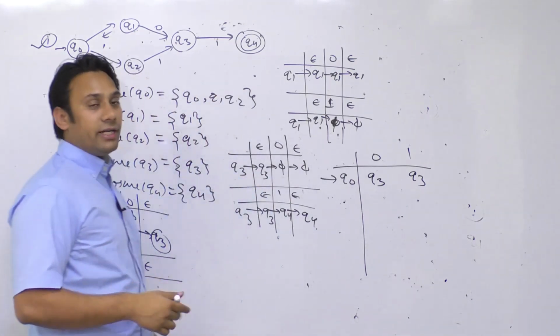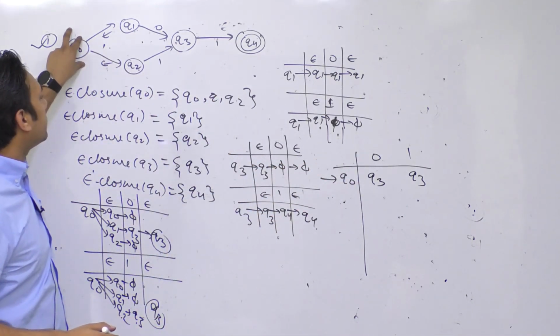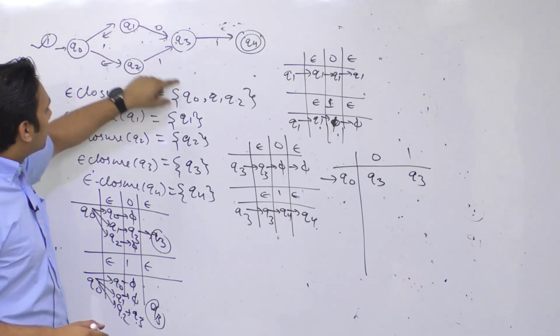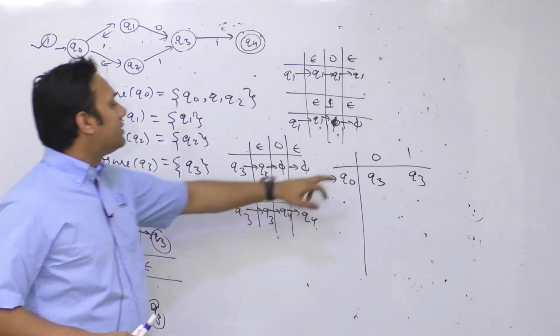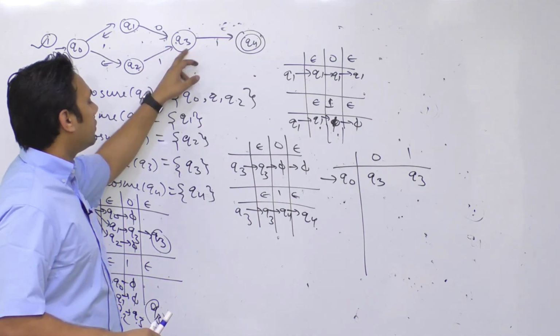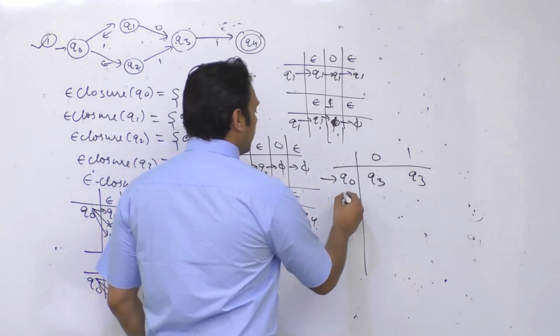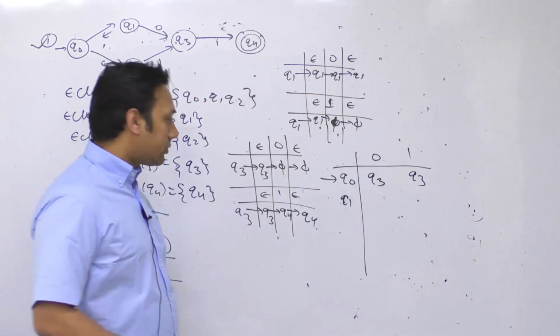So how can you directly find it out? If I give a symbol 0, the epsilon closure of Q0 is Q0, Q1 as well as Q2. If I give a symbol 0 on Q1, you are going to Q3. If I give a symbol 0 on Q2, you are not going anywhere. In the same way, if you do it for Q1 and give a symbol 0, you are going to Q1 only.